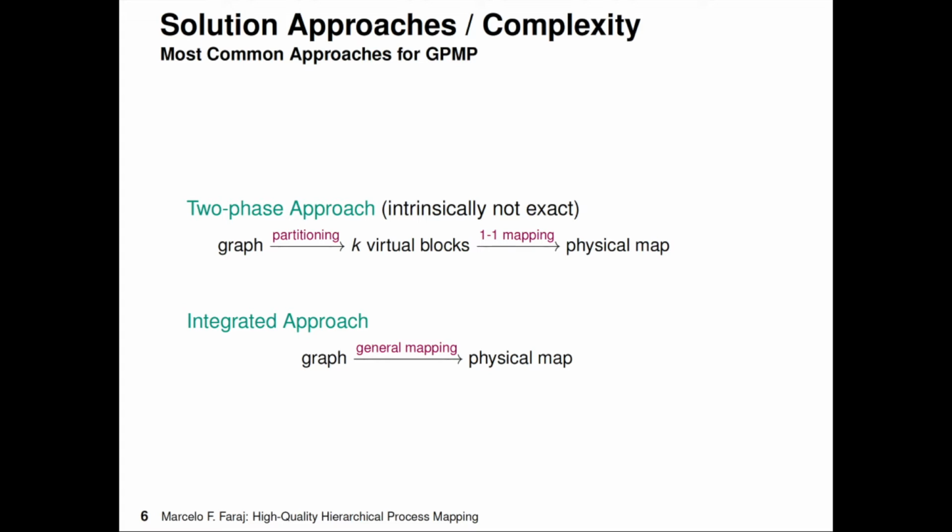the two-phase approach and the integrated approach. The two-phase approach consists of taking a graph and partitioning it, obtaining k virtual blocks. Then, on these k virtual blocks, you apply a one-to-one mapping algorithm, and finally you obtain a physical map from the original graph to the processing elements. Observe that this two-phase approach is intrinsically not exact, because if you solve the partitioning to optimality and then solve the one-to-one mapping also to optimality, you don't have any guarantee that the global general mapping problem will be solved to optimality.